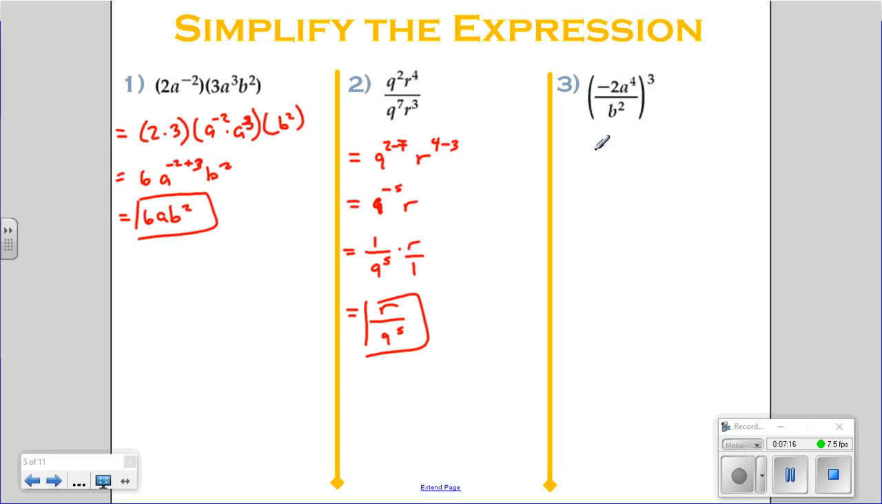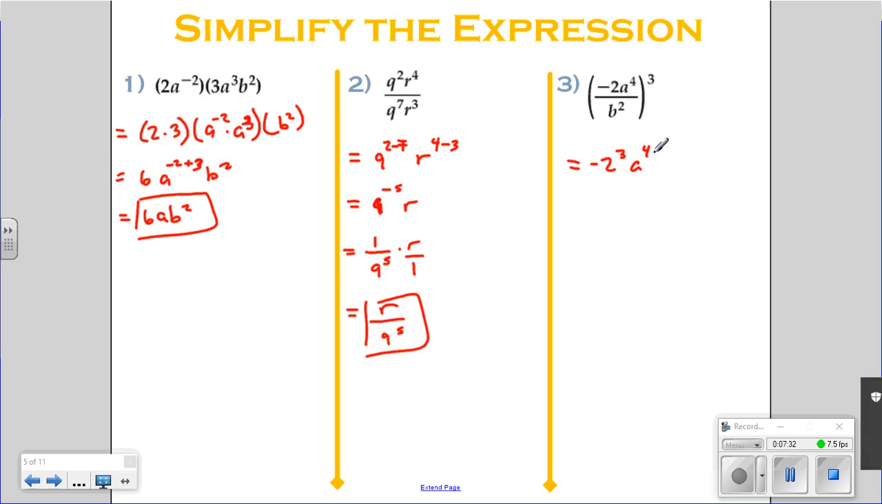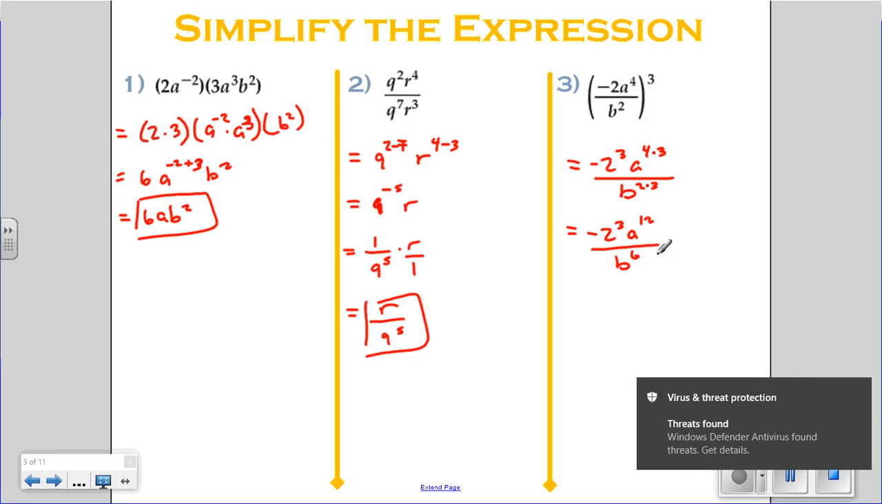On number 3, you have 3 different bases inside the parentheses and the power of 3 outside. So again, you're going to distribute that power to all bases inside. A already has an exponent, so you're going to multiply its current exponent with 3. B also has its own exponent already, so again, it's going to multiply with 3. So you would have negative 2 to the third power, and then a to the 12th over b to the 6th.